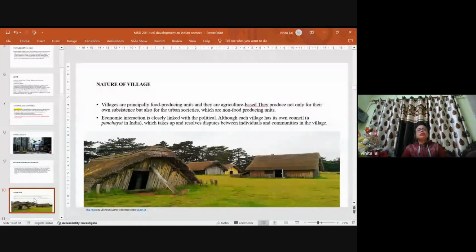Village people share intimate and informal relationships with one another. This is not found in city areas. A village community signifies a group of people in which people do not take part for a particular interest. This does not happen in a city area. Now come to the next slide.